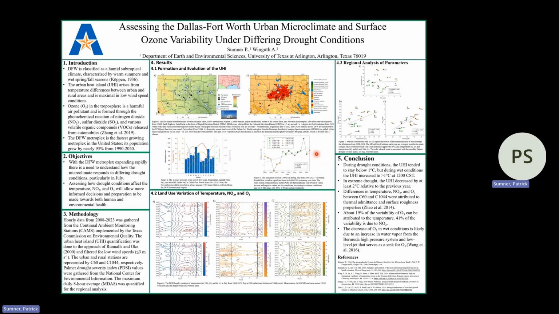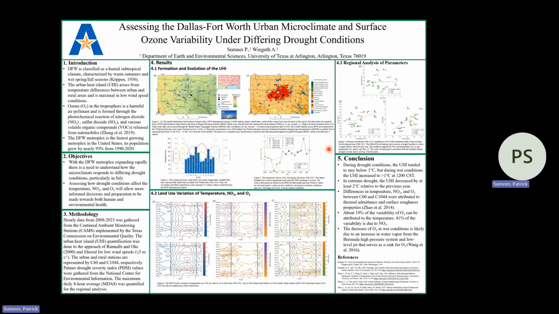This graph shows the average urban heat island value at solar noon in July from 2008 to 2023. Each point is color-coded to the soil moisture content, with dark green being highly saturated and dark brown being very dry. There are three key takeaways from this graph. First, in wet conditions, the urban heat island tended to be above 1 degree Celsius, but during dry conditions, it tended to be below 1 degree Celsius.